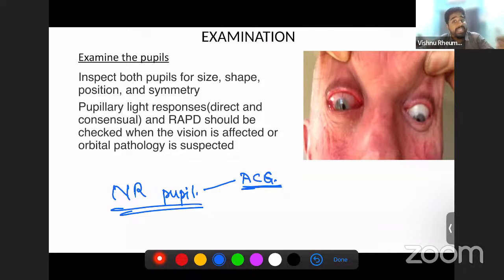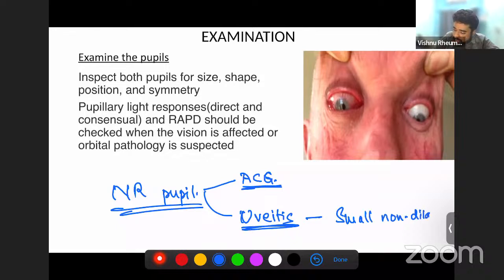Sometimes what happens in anterior uveitis, especially when there are complications, synechiae are formed. Synechiae are basically the iris being attached to the cornea. We'll see ahead what synechiae means. When the iris is attached to the cornea, there is difficulty in pupil dilation. So it is fixed, but more due to the synechiae formation. So here there is a small non-dilating pupil. This is about uveitis with complication, that is synechiae formation.